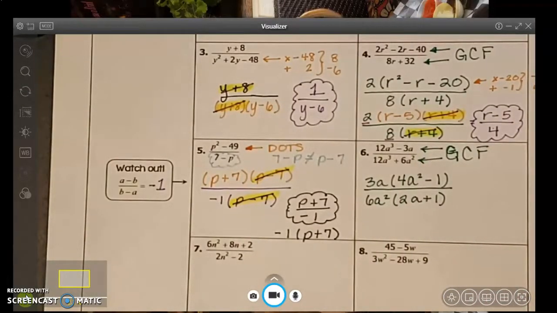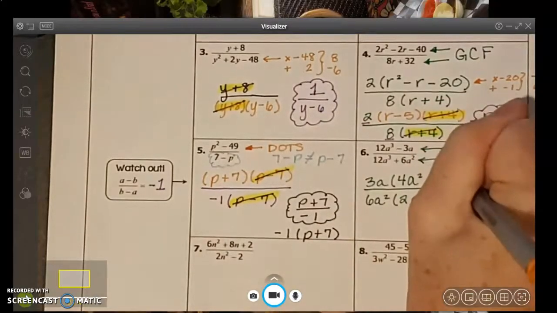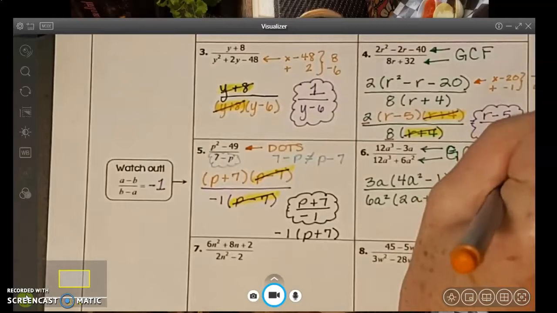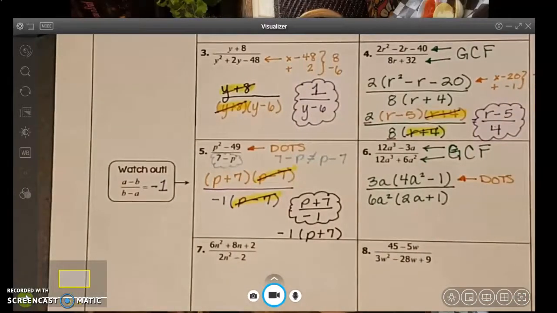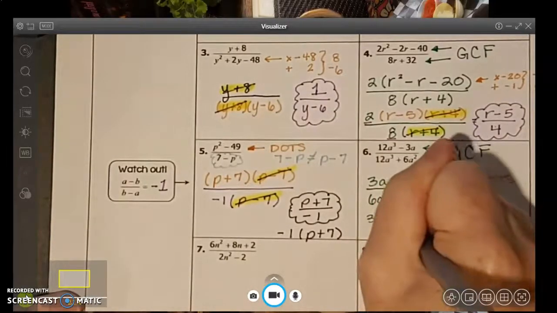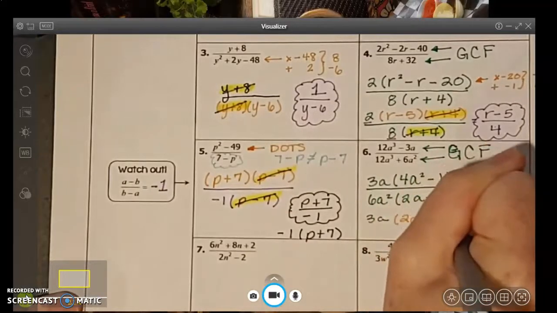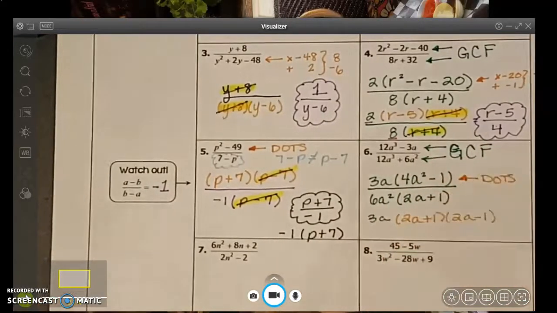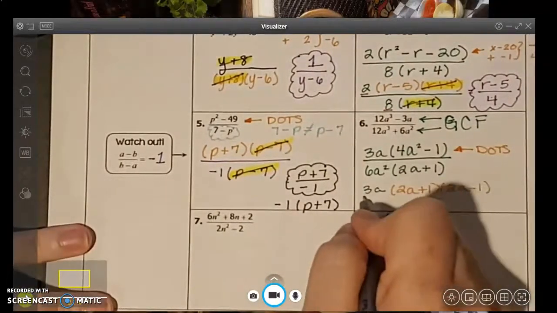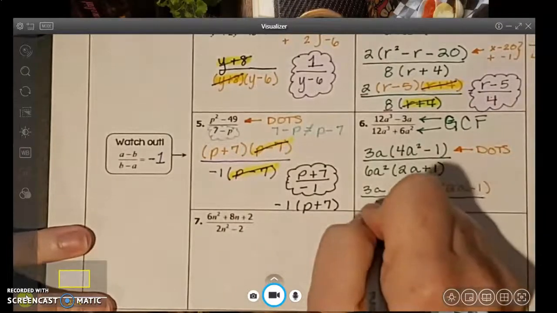But notice that 4a squared minus 1 is the difference of two perfect squares. So I'm going to factor one more time in that numerator. I have 3a up top still, and I take the square root of 4a squared and 1, and it becomes 2a plus 1, 2a minus 1. And then the denominator is still 6a squared times 2a plus 1.